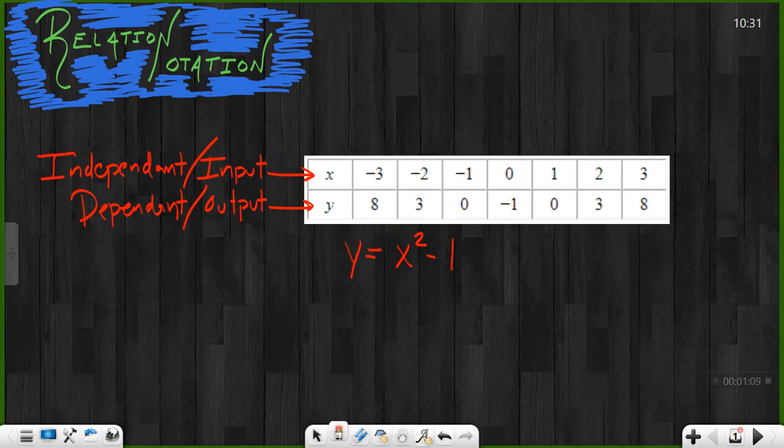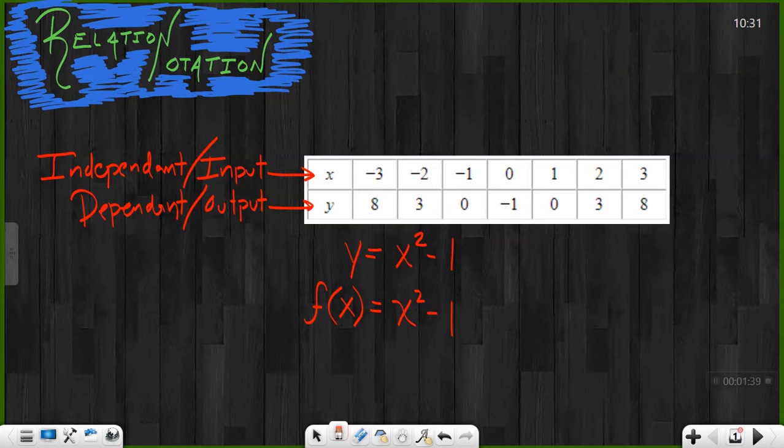We've dealt with equations, but relation notation is when we take a relationship. Any relationship is anything that starts with an input and gets you an output, so equations work with that. Graphs work with that, tables work with that. But it writes it in a certain way. It's going to take this y equals x squared minus 1, and it's going to rewrite it like this. Now, all I did was replace my y with this symbol here.